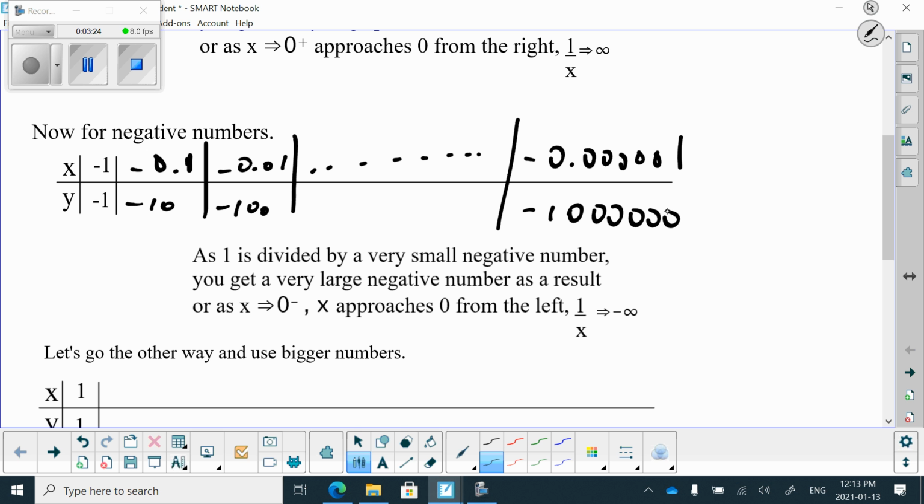So in the same way, as 1 is divided by a very small negative number, you get a very large negative number as a result. Or as x approaches 0 from the left, which that minus sign means, 1 over x goes to negative infinity, which is what that's doing.